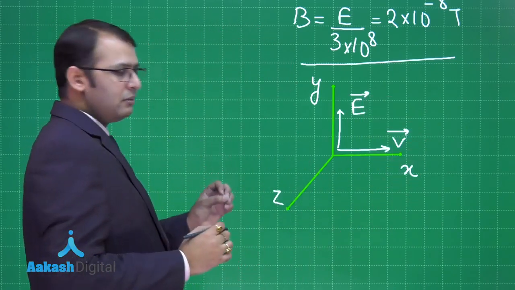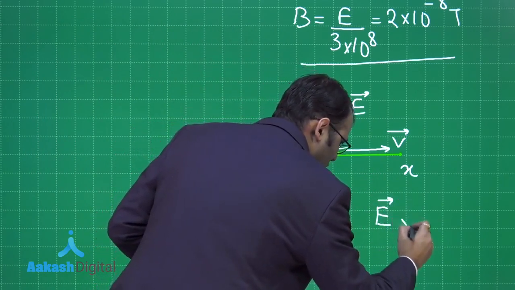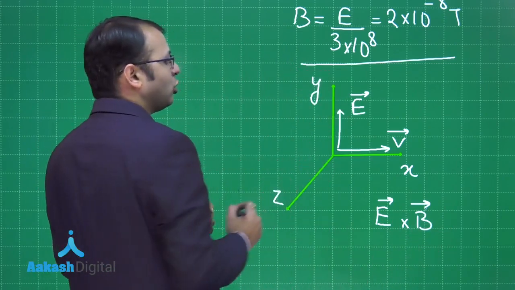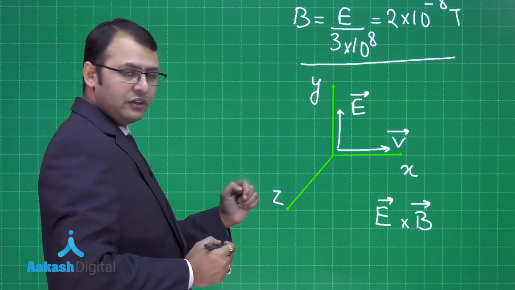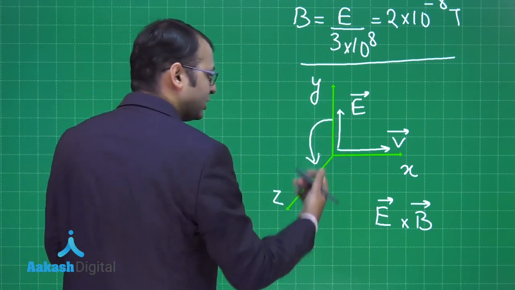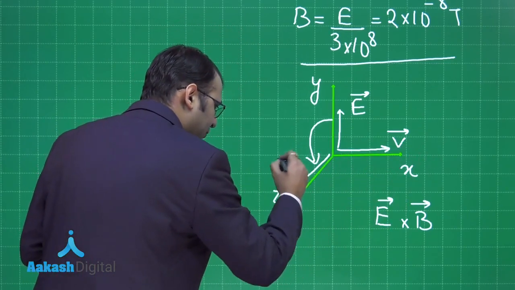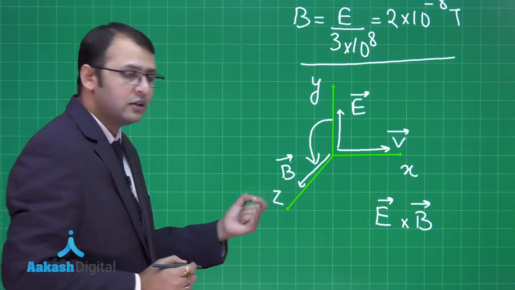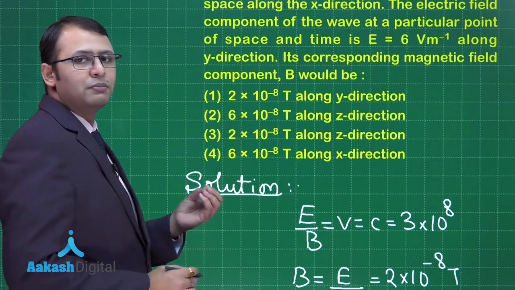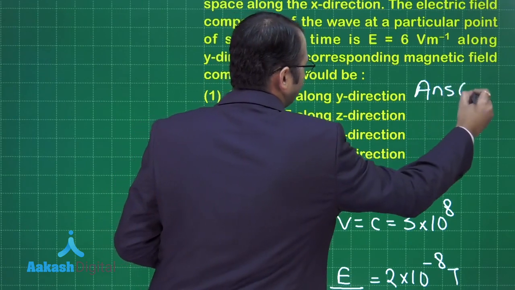Now if you properly remember, the direction of wave propagation is given by E vector cross B vector, right? So we have to do the cross product of electric field and magnetic field. So this electric field should be something falling on this for the cross product, and the wave will go in this direction. So the magnetic field should be along the positive z axis only. So the magnitude would be 2 into 10 to the power minus 8, and the direction would be the positive z axis. So option 3 is the best suited answer here.